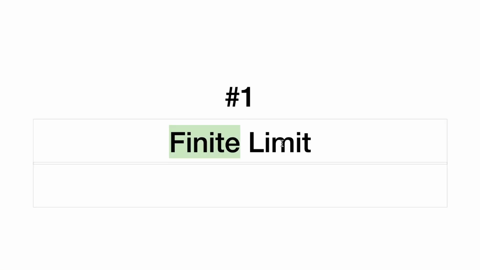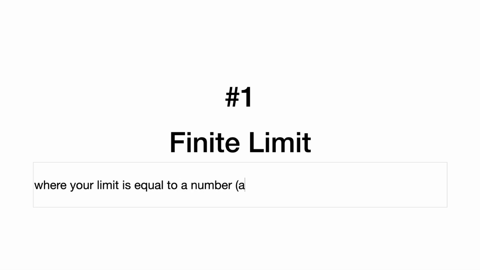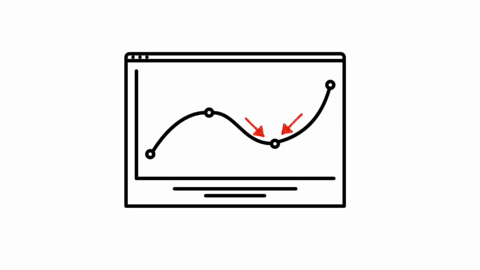The first one is finite limit, where your limit is equal to a number. If the limit of a function exists and is a finite number, it means that as the input value gets closer and closer to a certain point, the function values approach a specific finite value. The function is approaching the same value from the left and from the right. If this is confusing to you, no worries. The examples will help you, so stick with me.